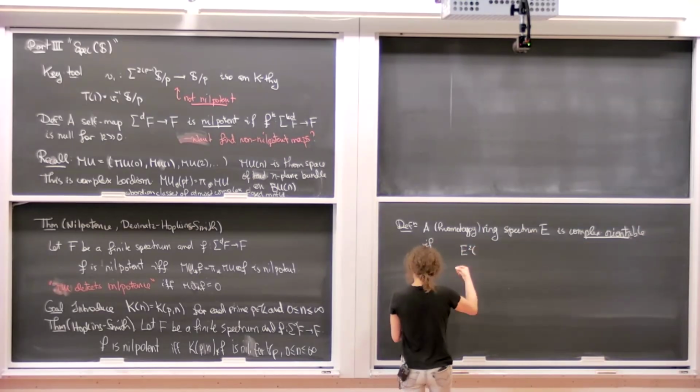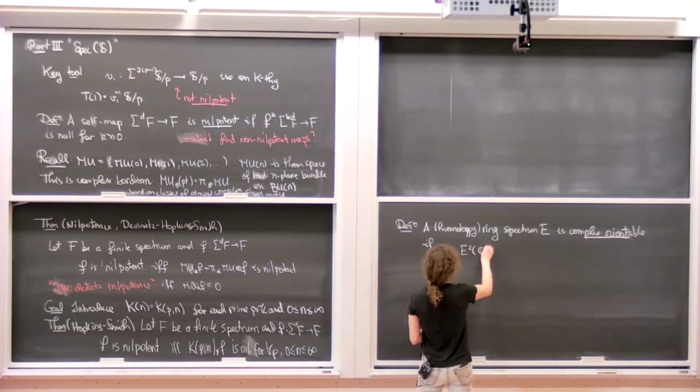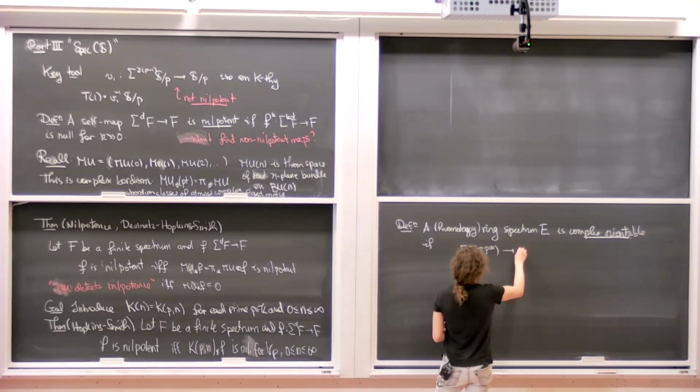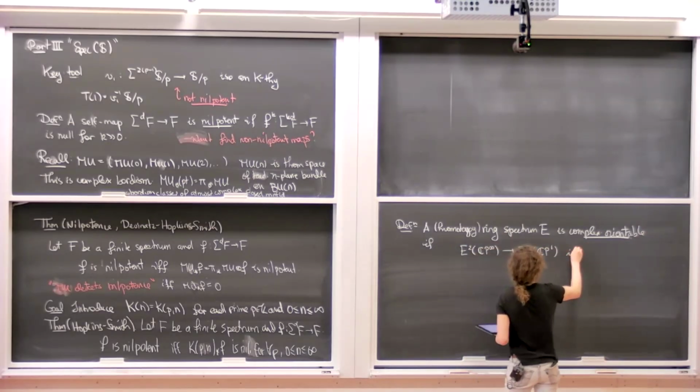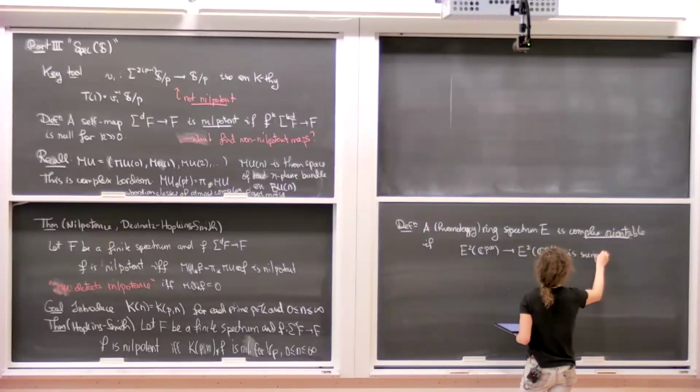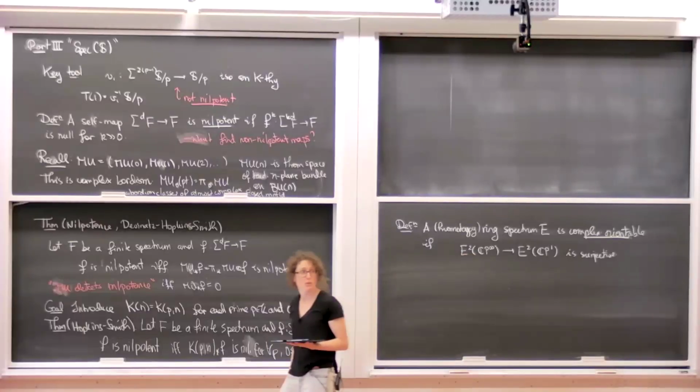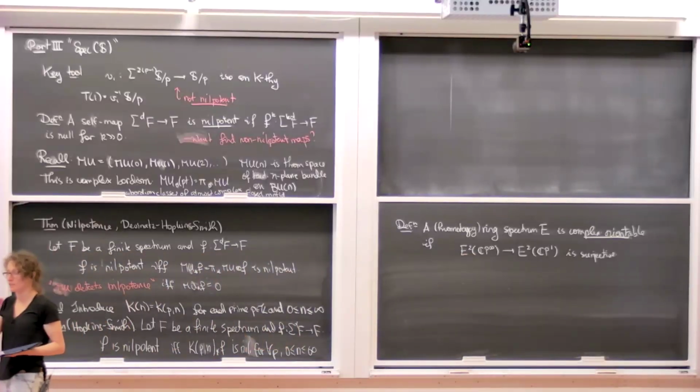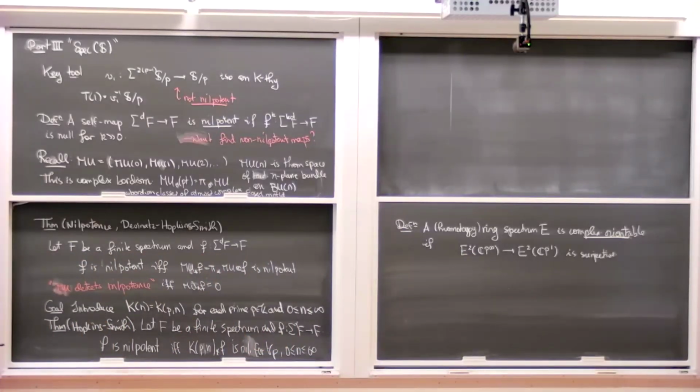If I look at the map from E2 of CP infinity to E2 of CP1, this is surjective. Okay, there's a lot of definitions out there, but I think this is the one that Lurie uses in his notes on chromatic homotopy theory, and it is very neat. It's very clean.